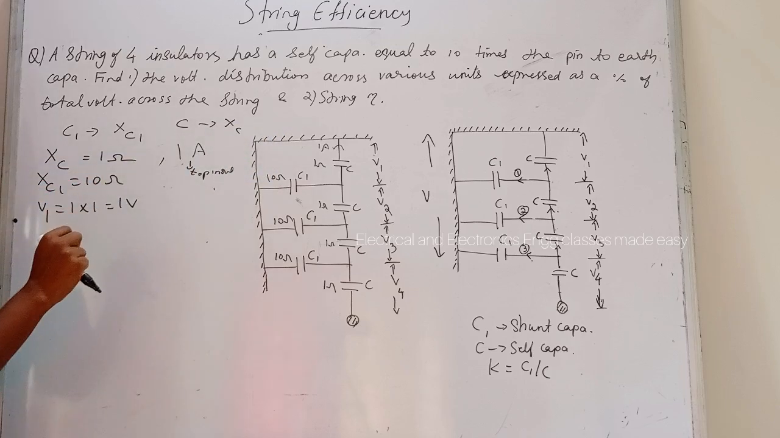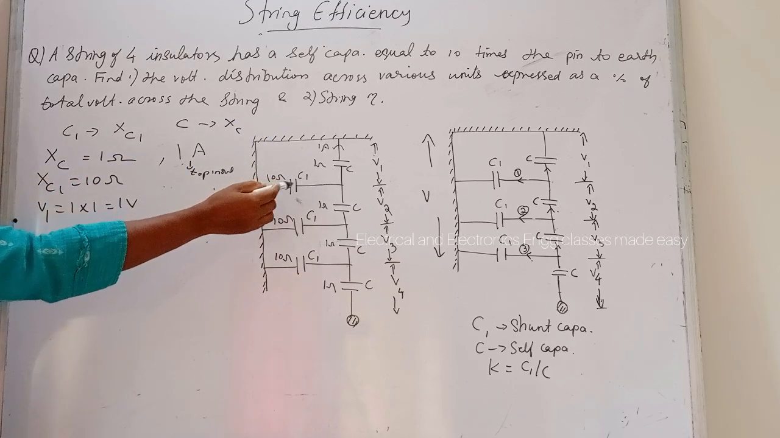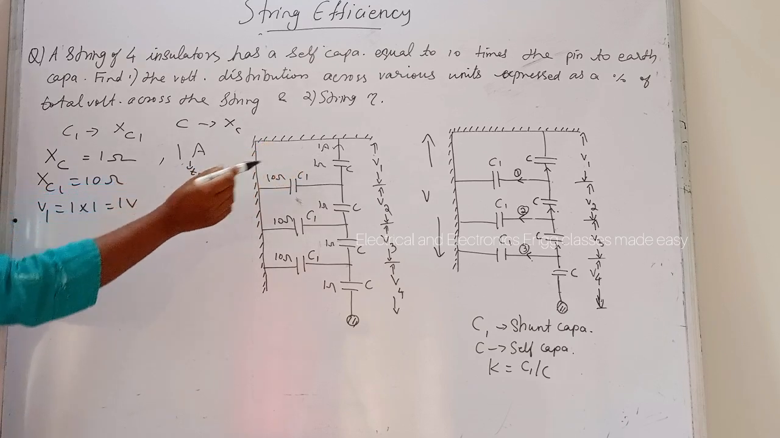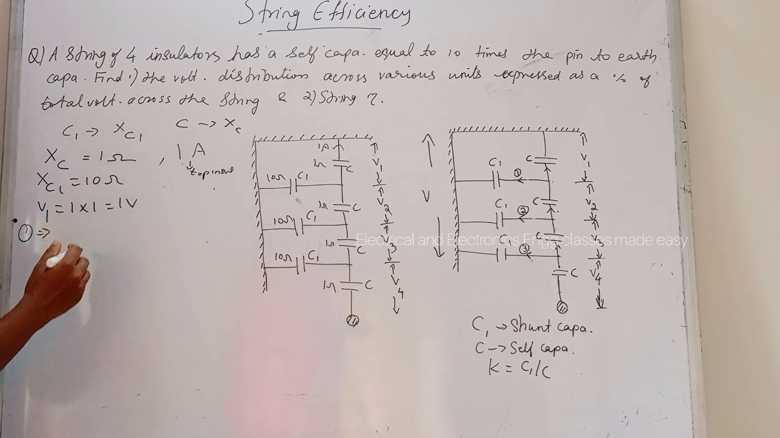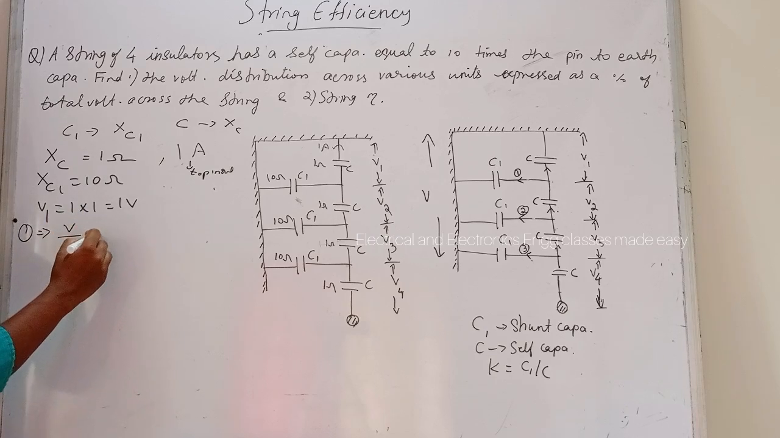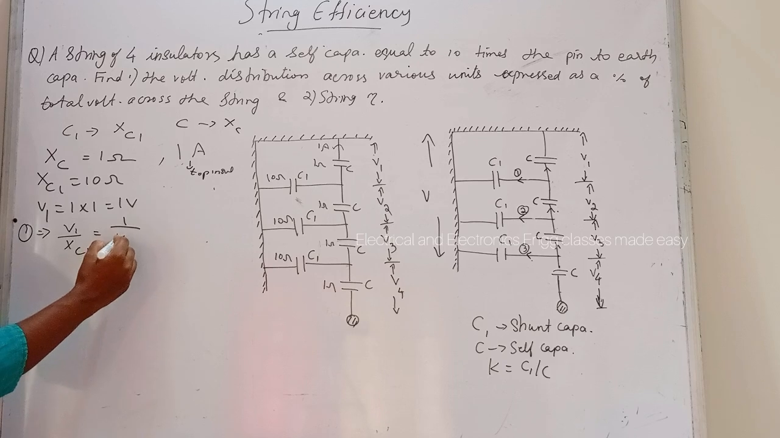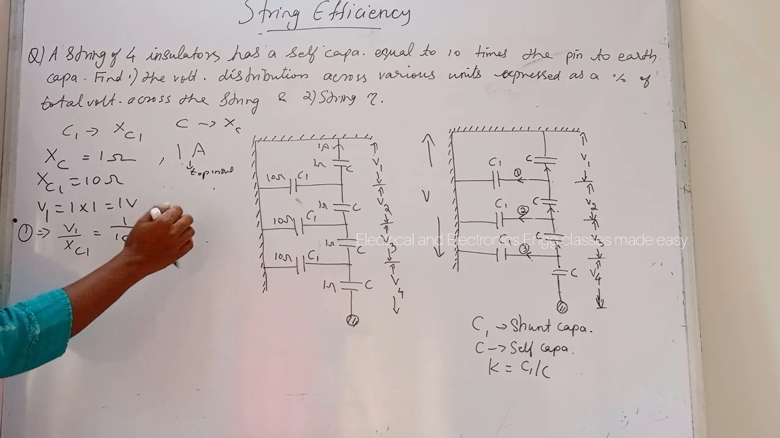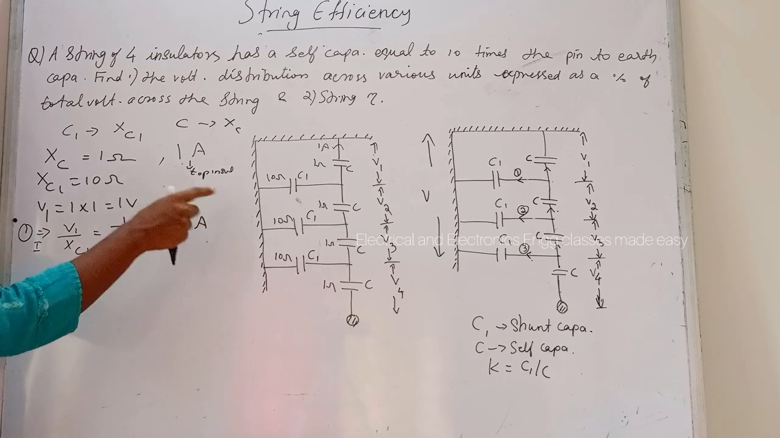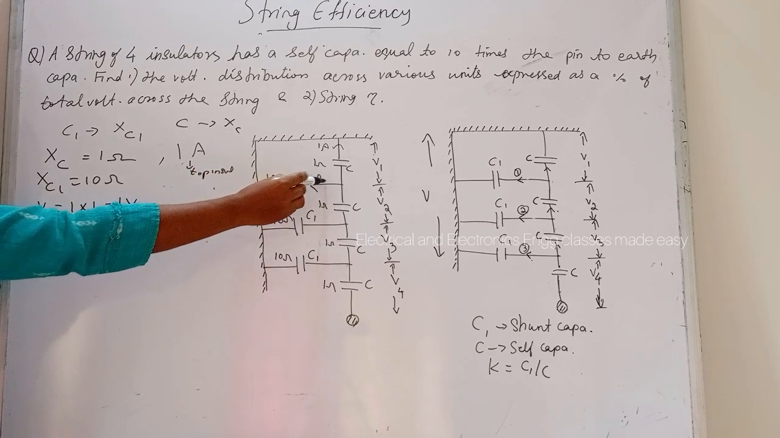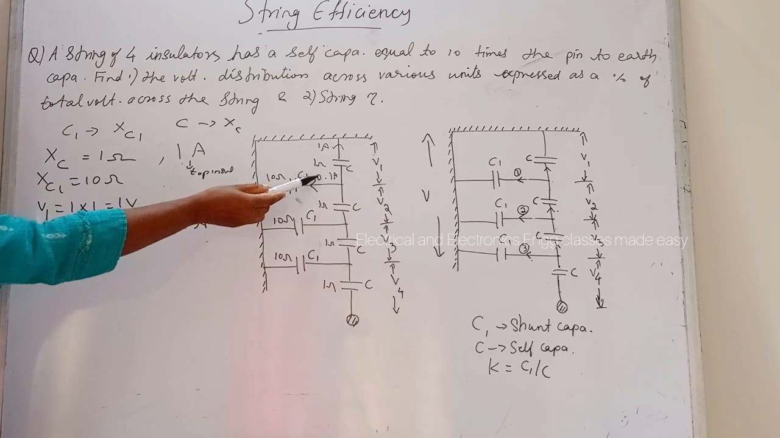Then if this is 1 ampere, what will be the current through the first shunt capacitance? The current through the first shunt capacitance is equal to V divided by XC1. What is V? That is V1, which is 1 volt. So 1 divided by 10 is equal to 0.1 ampere. This is the current I1 through this one. I1 is equal to 0.1 ampere. So this is 0.1 ampere and this is 1 ampere.